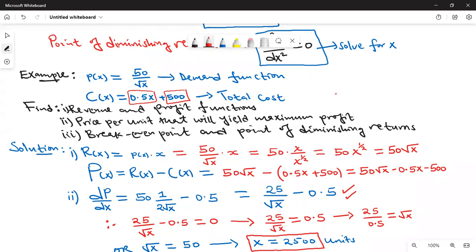Next time when we meet, we look at other applications of calculus, or simply differential calculus. We simply want to look at how to apply differentiation in real life situations. Let's meet next time.